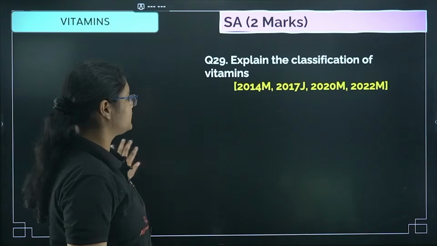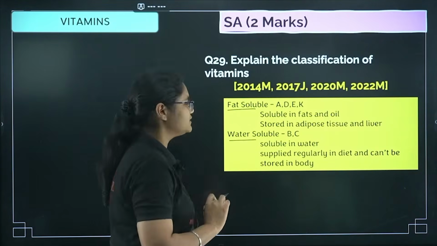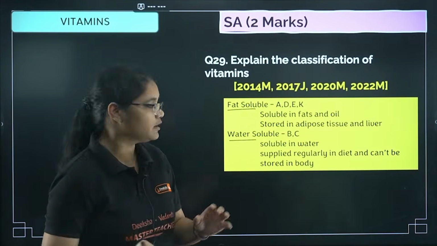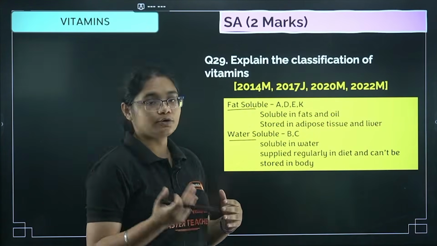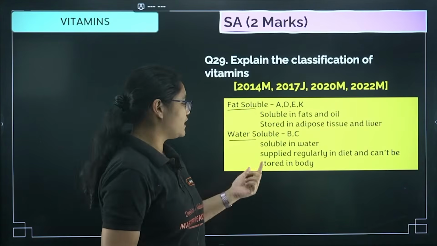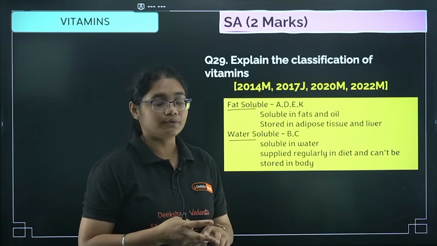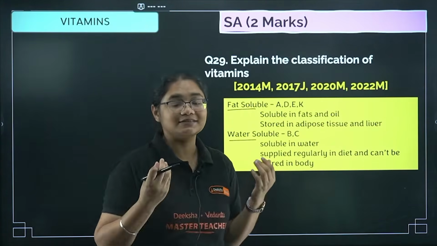Next we have classification of vitamins. So we have fat soluble vitamins and water soluble vitamins. Fat soluble means it is soluble in fats and oils, insoluble in water. Example, we have A, D, E and K, and B and C are soluble in water. So that is why they are released from our body during sweating or urination. So that is why you need to take these B and C vitamins as a supplement.